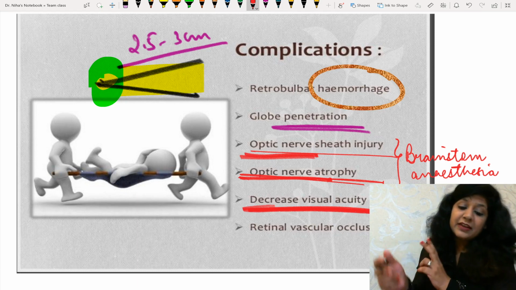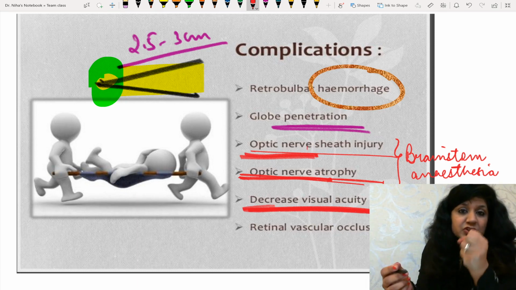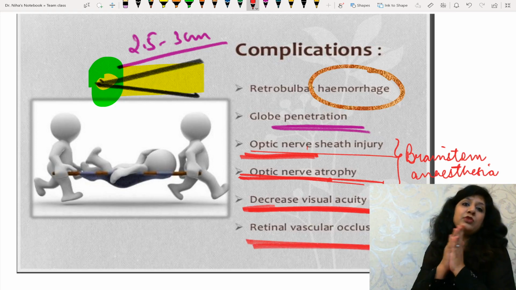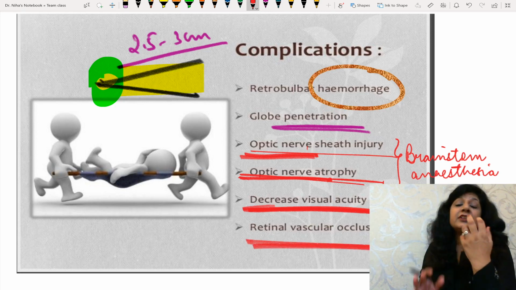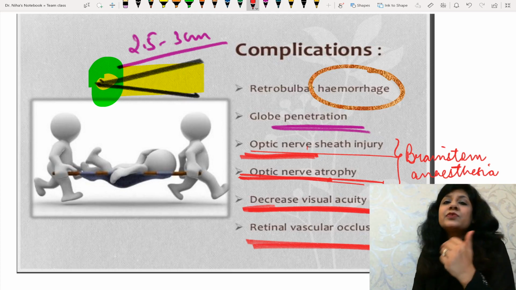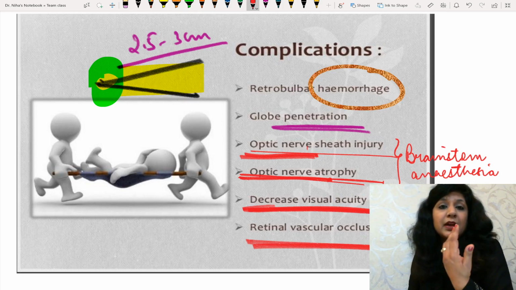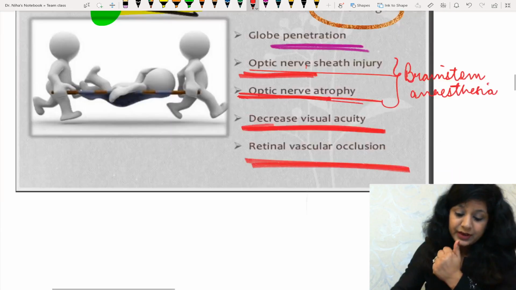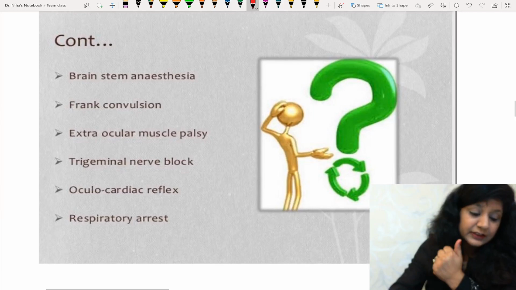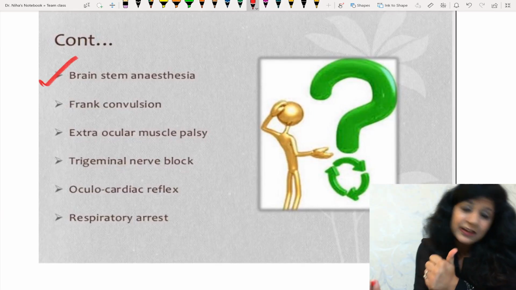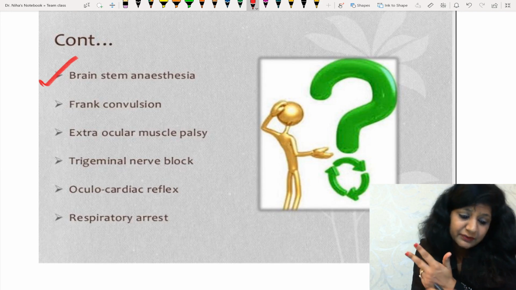Similarly, when there is a sheath injury to the optic nerve, it can cause compression, so there can be retinal vascular occlusion. So obviously there is a lot of risk, and great vessel occlusion is there. That is why we have now left it, and we are not using this. Now coming to the other things, we have already discussed this: brainstem anesthesia can be there, convulsions can occur.